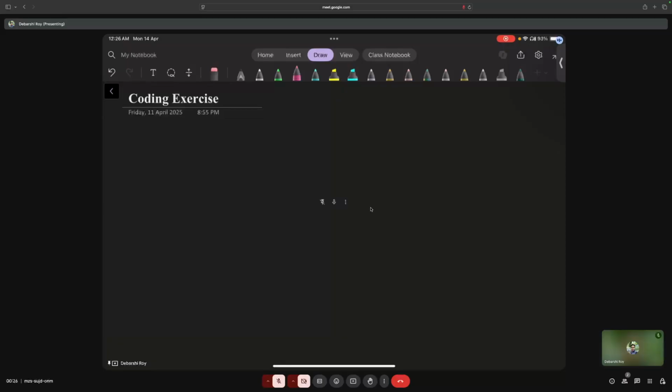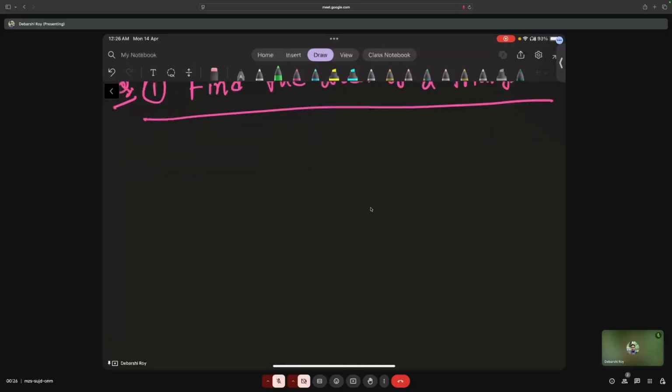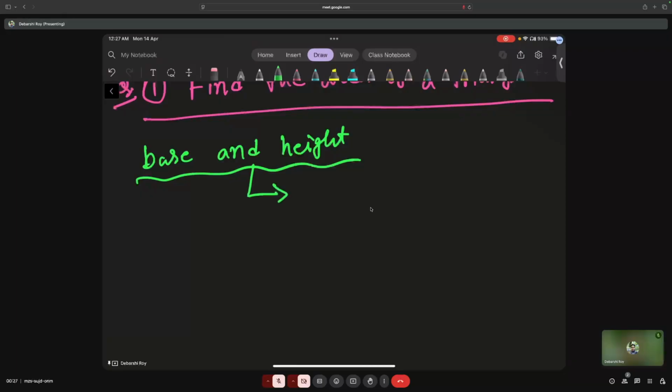The first and basic problem which I can introduce is to find the area of a triangle. In this problem, I am taking a normal, basic triangle with base and height. These two variables or parameters will be taken as input.